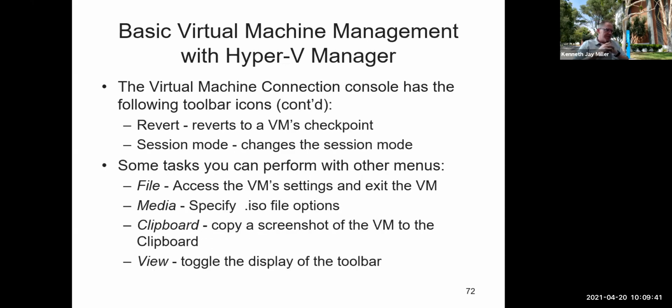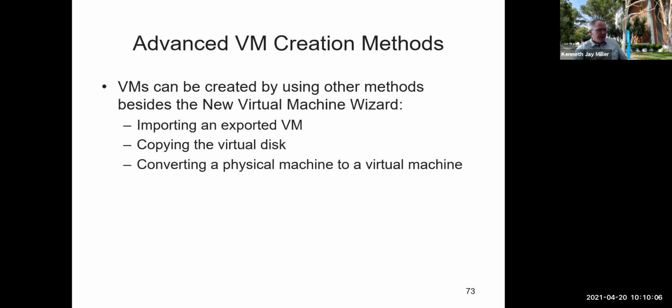Now, some tasks you can perform with other menus. There's a File menu that accesses the VM settings and allows you to exit the VM. The Media menu lets you specify the ISO options for the virtual CDs. Clipboard copies a screenshot of the VM to the clipboard. View will toggle the display of the toolbar. VMs can be created by using other methods than the New Virtual Machine Wizard. You can do an import, you can do a copy, or you can do a convert. So those are all tools within Hyper-V Manager.